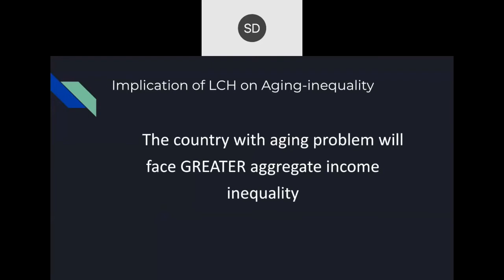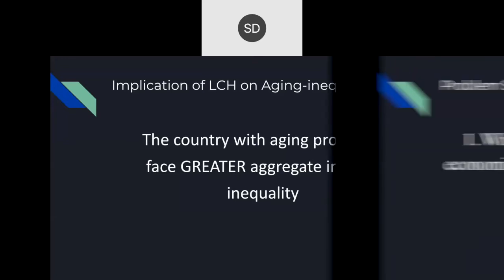So the life cycle theory suggests that, holding all else constant, a country that is experiencing an aging population will likely face greater aggregate income inequality, because if we consider two people in the population, their accumulation rate of wealth over time will be different. Now, when we generalize it across the entire population, we see that income inequality across all the individuals will be different. And therefore, as people age, income inequality also increases.